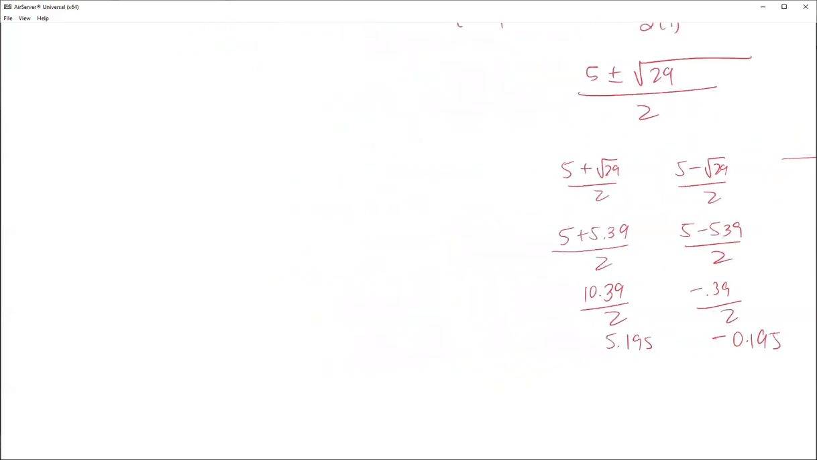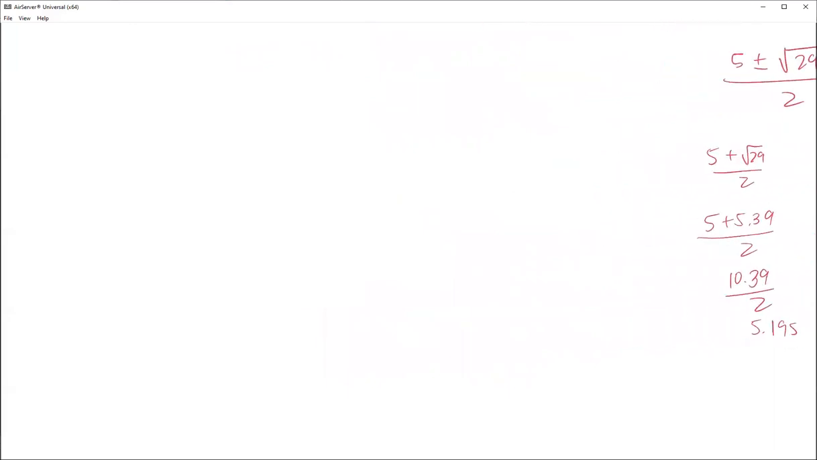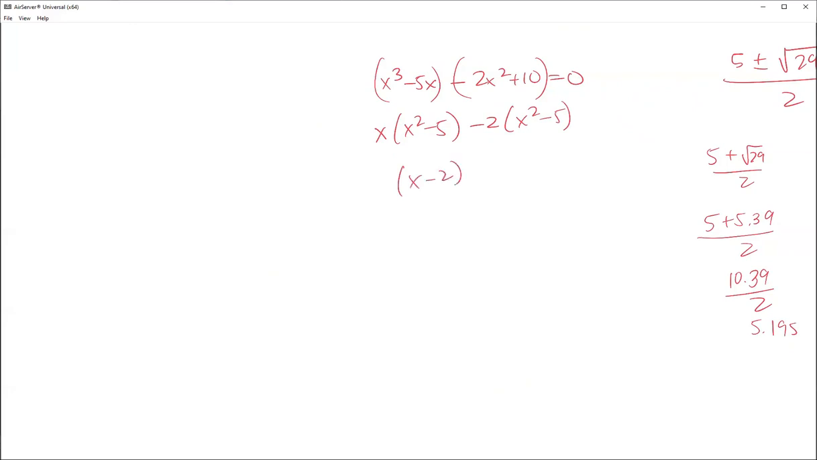Number 7, it is x cubed minus 5x minus 2x squared plus 10 is equal to 0, and you want to group them. So it's x, and then it'll be x squared minus 5. Take out the negative 2, and it'll be x squared minus 5. So the final answer, or when you factor, it'll be x minus 2. That comes from here, and x squared minus 5.